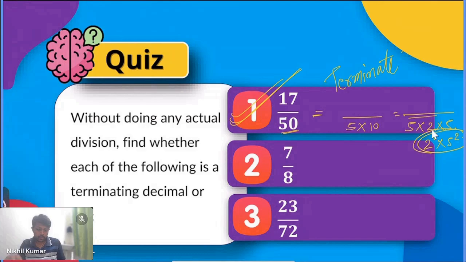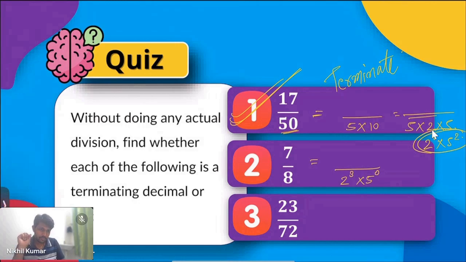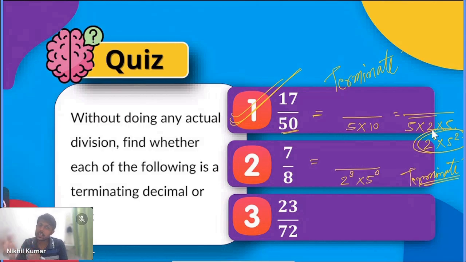7 upon 8. What do you think? No, it's not terminating. But wait. 2 to the power 3, 5 to the power 0. Okay, so this will also terminate. Similarly, if I had, let's say, 3 upon 5, will that terminate? Yes, it will terminate. Okay, look at the third one. Tell me, will it terminate?